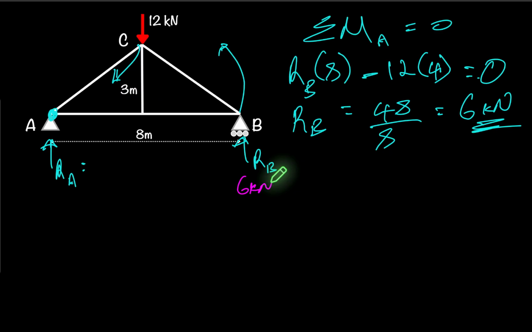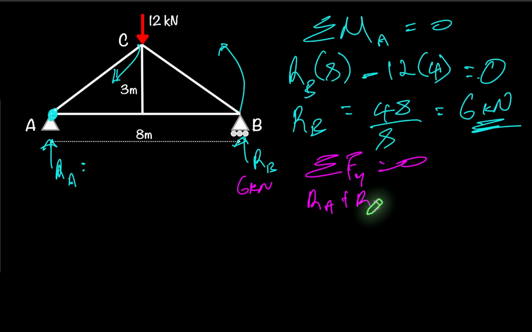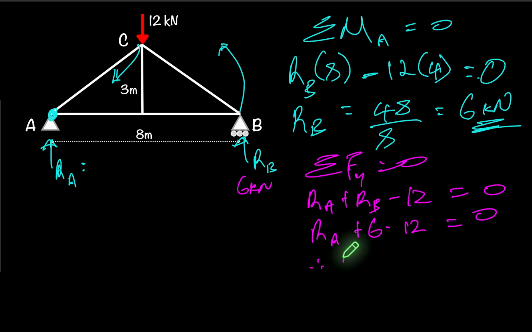So that's RB done. Now to find what RA is, we just do the sum of the vertical forces. So sum of the vertical forces again equals 0. So if we do RA plus RB, and those are going upward, and then because that 12 kilonewtons is going in the opposite direction, we just subtract that. And we already know what RB is. So if we do RA and RB is 6, minus 12 equals 0. So when we solve this, we're going to get RA again as 6 kilonewtons.